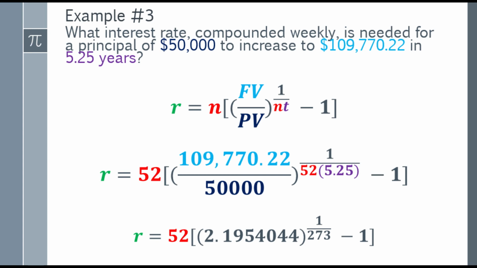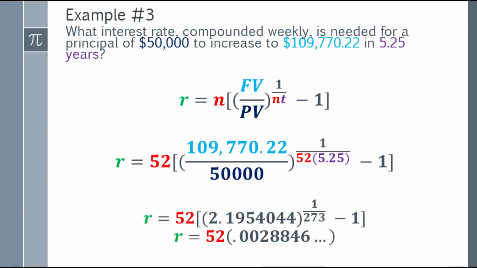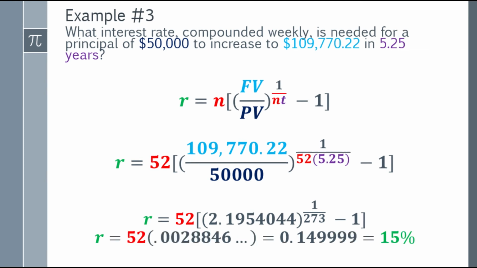Okay, so let's simplify what is inside the parentheses. That 2.1954044, raise it to the 1 over 273. The answer, subtract 1, and that will be 0.0028846 and so on. Okay, lastly, multiply the answer by 52 and it becomes 0.149999. Then, we multiply it by 100 to convert it to percentage form. So that will be 15%.